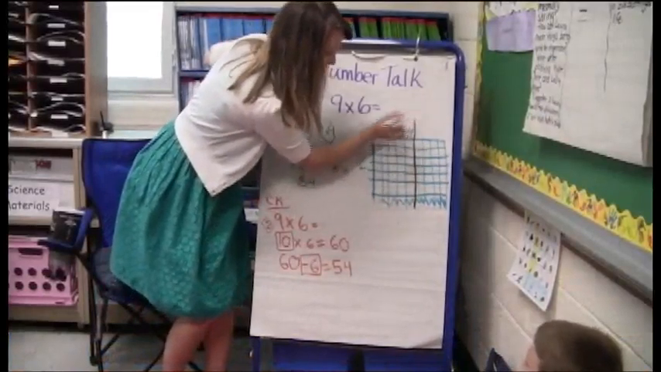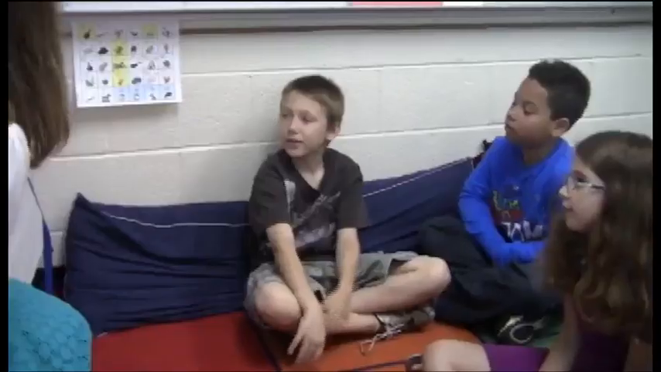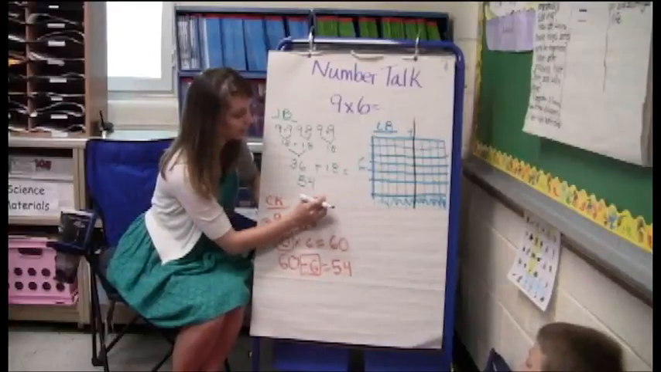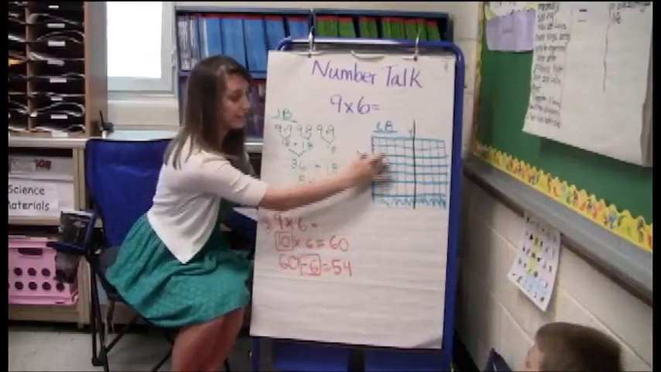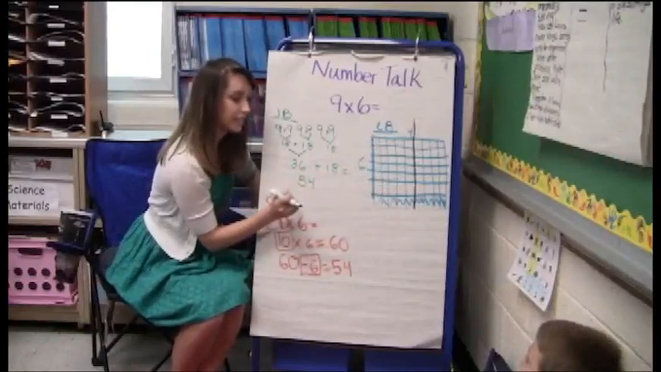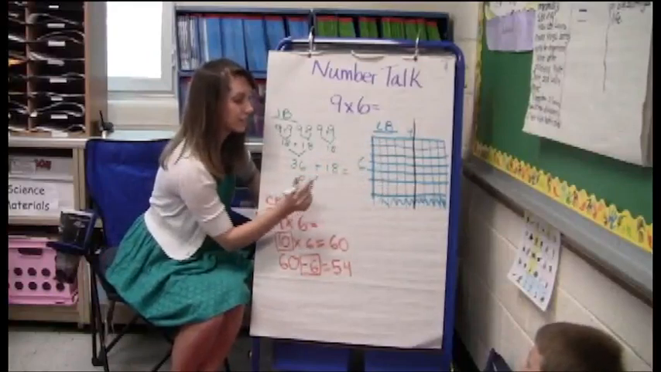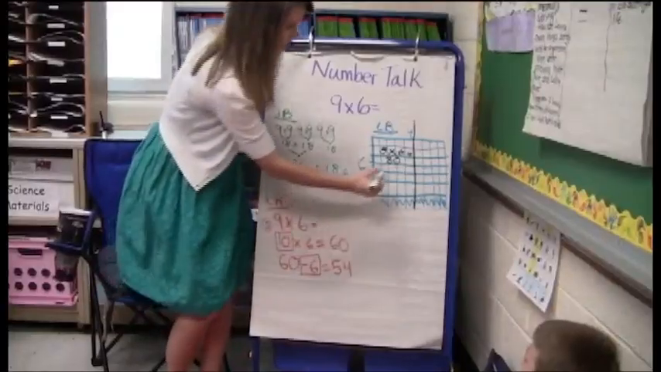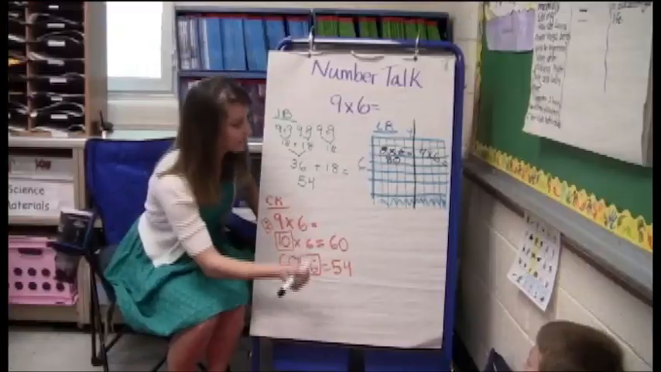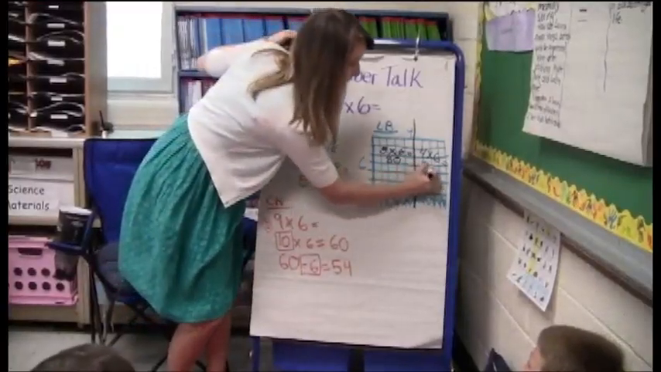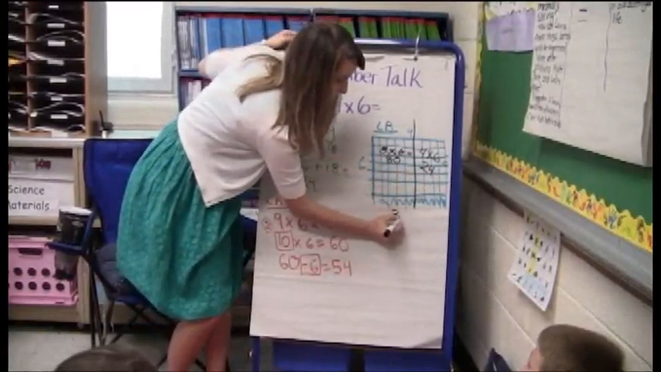Draw a line. And then 5 times 7 was... This is 5 times 7. And 5 times 6 equals 30. 6 times 4 equals 24. And then 30 plus 24 equals 54.